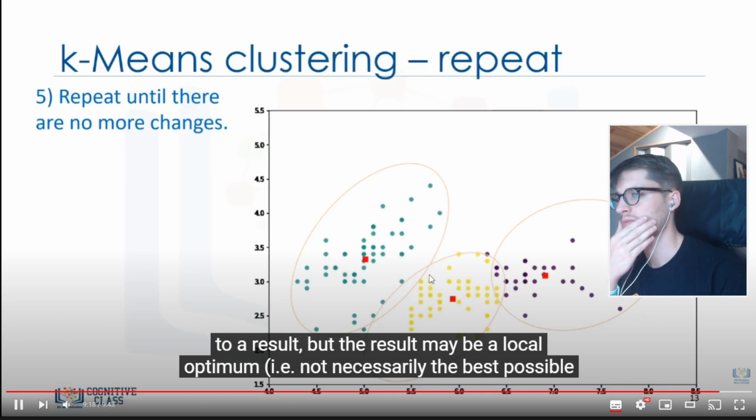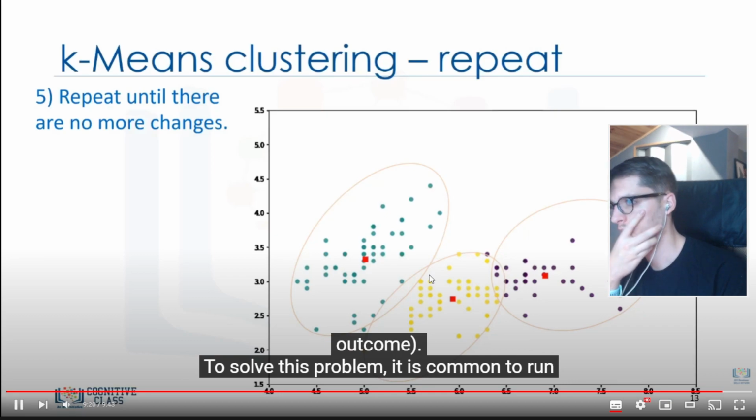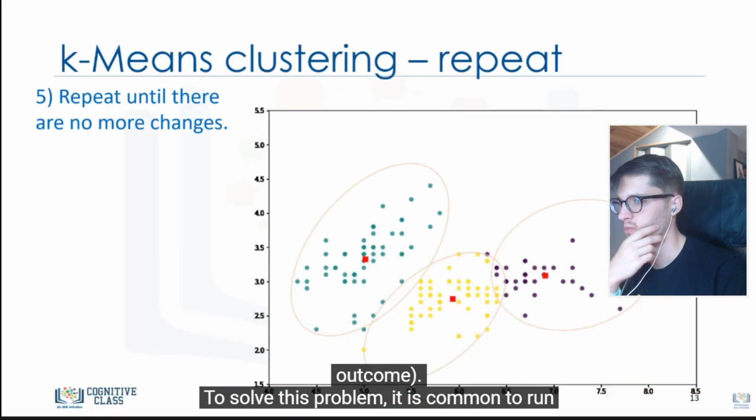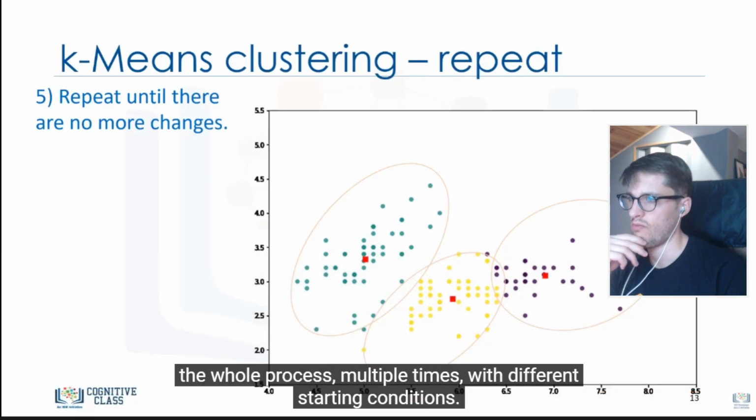I.e., not necessarily the best possible outcome. To solve this problem, it is common to run the whole process multiple times with different starting conditions.